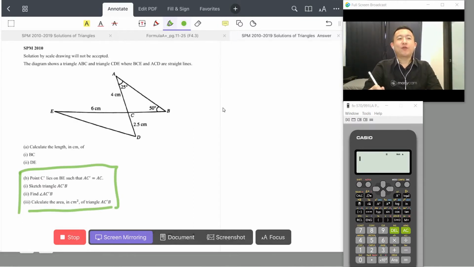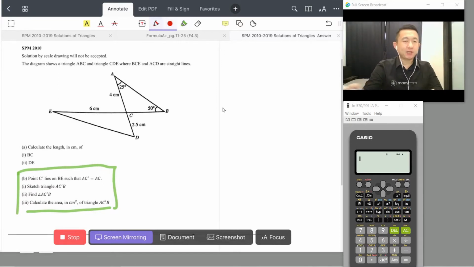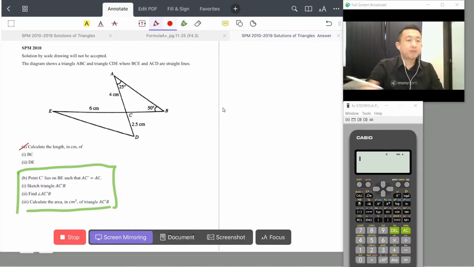Before looking into the ambiguous case, maybe it will be best if we solve part A first, to see whether you are familiar with the sine rule, cosine rule and area of triangle, since there are only 3 formulas to be applied for these topics. Look at part A, calculate the length in cm for BC. This is BC. Okay, whether to apply the sine rule or not.